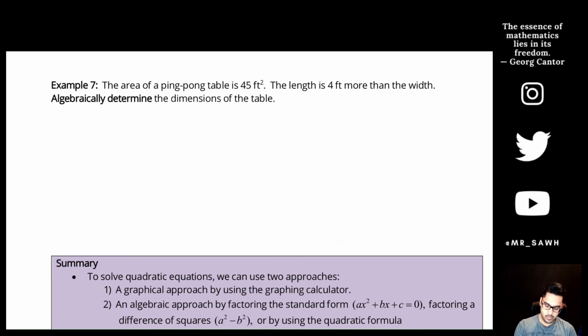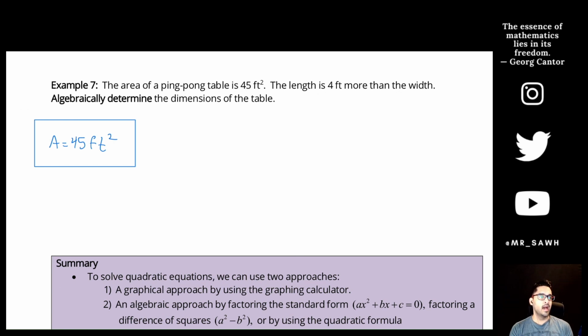So we won't graph this one. Let's just draw this out. The ping pong table is rectangular in shape. I'm told the area this time is 45 feet squared. The one we started with in this lesson didn't tell me the area; I had to find the maximum. So I know it's 45 feet squared now, and I know the length is 4 feet bigger than whatever the width is. So if I label the width as W, the length should be 4 more than that.